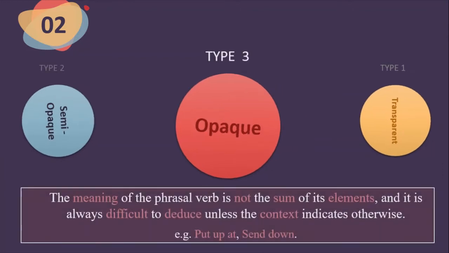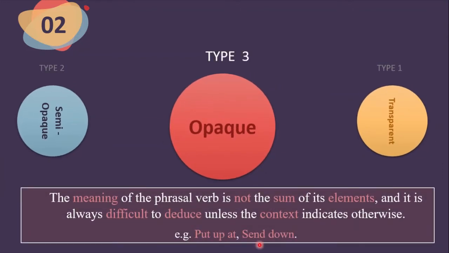The third type here is opaque, which is really the idiomatic one and the idiomatic concept of phrasal verb, which is the most important and the really heavy stuff we talk about here. This is the most difficult one of all to guess its meaning. It's considered the idiom version, as I told you, of phrasal verbs. You can't tell its meaning just from its constituents.